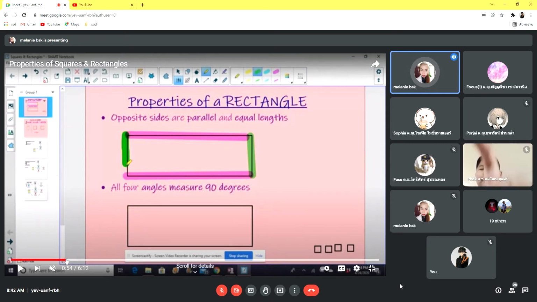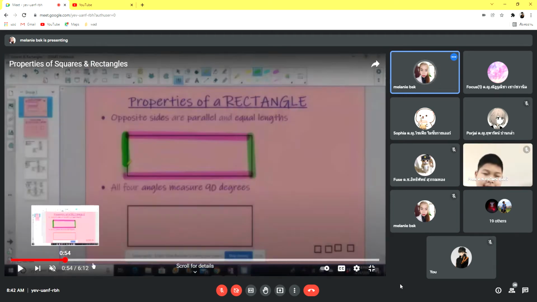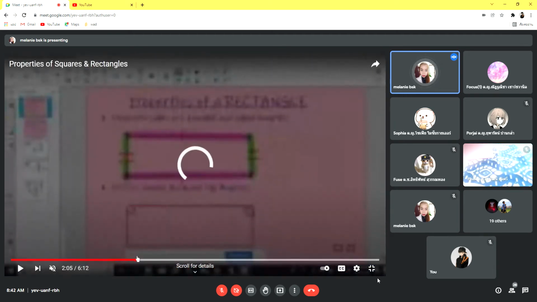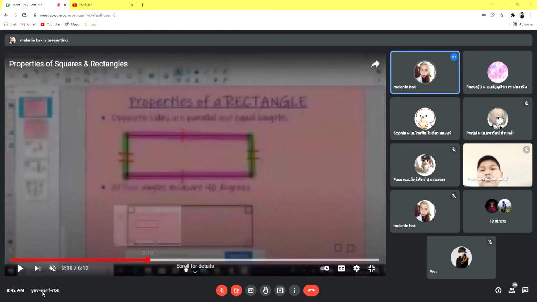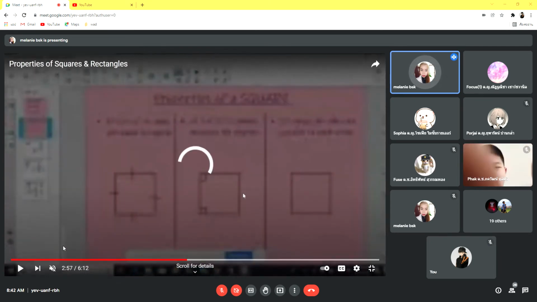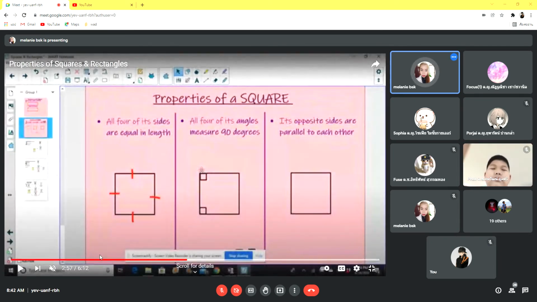Now we're going to move on to the square. All four of its sides are equal in length. Square is very lucky. They are all equal: 1, 2, 3, 4. So all four of its angles measure 90 degrees: 1, 2, 3, 4. It has 4 angles, so we have 4 90-degree angles. They are all the same.